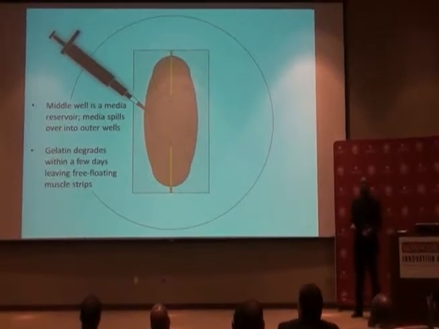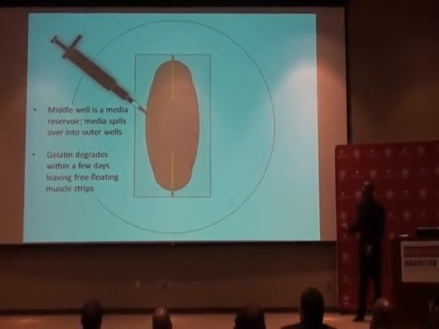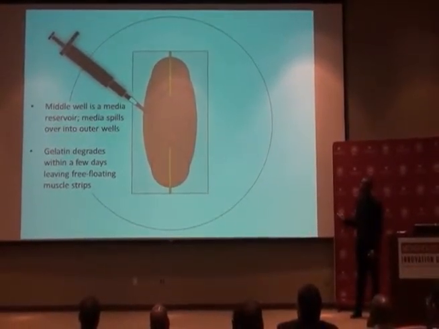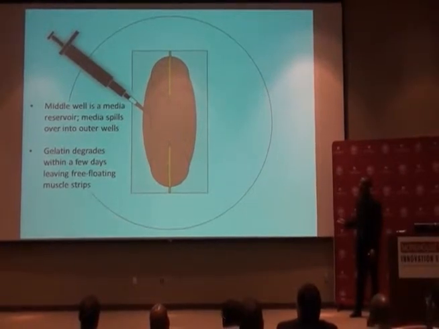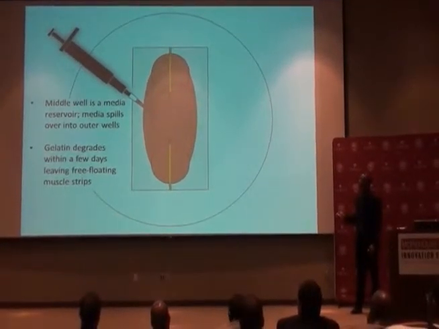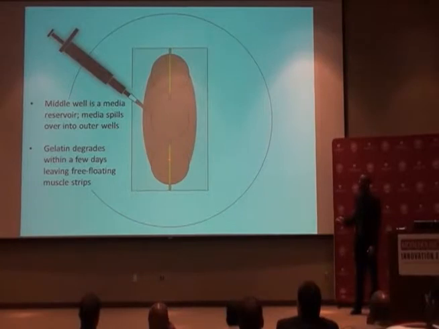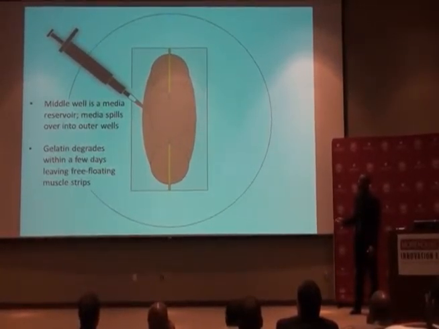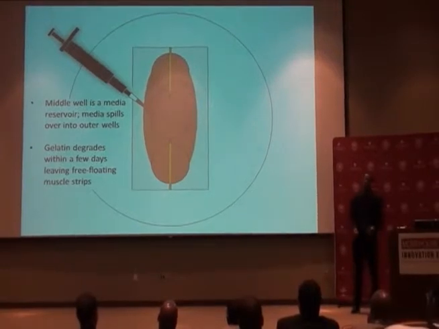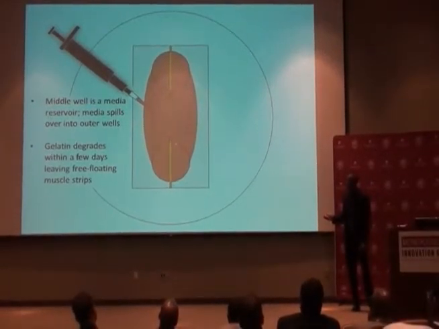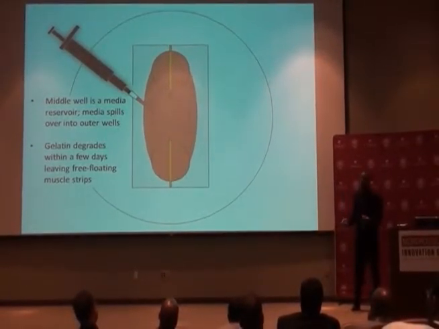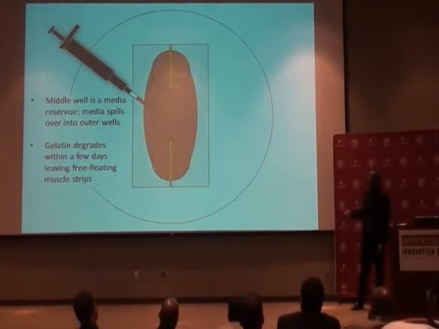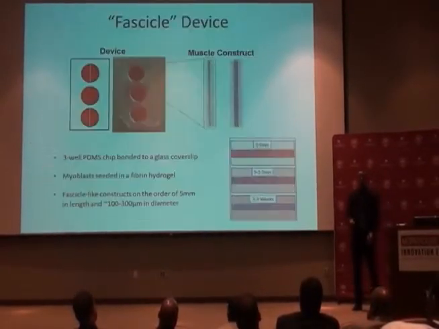The middle well was used as a medium reservoir. So medium is the nutrients for these cells in these muscle strips. The media actually overflows from this well and falls into these outer wells. You don't want to stick anything in these wells to disturb these developing muscle cells. The gelatin that we placed in here earlier actually degrades after a couple of days. And this leaves free-floating muscle strips in the outer wells.